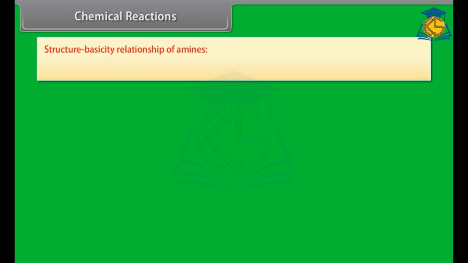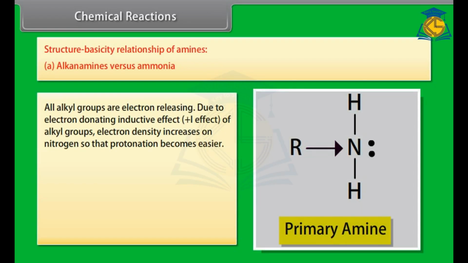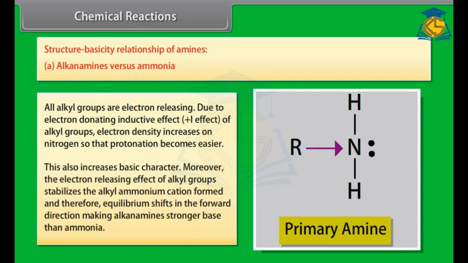Structure, basicity relationship of amines. Alkanamines versus ammonia. All alkyl groups are electron releasing. Due to the electron donating inductive effect, that is the positive I effect of alkyl groups, electron density increases on nitrogen so that protonation becomes easier. This also increases basic character. Moreover, the electron releasing effect of alkyl groups stabilizes the alkyl ammonium cation formed, and therefore equilibrium shifts in the forward direction, making alkanamines stronger bases than ammonia.